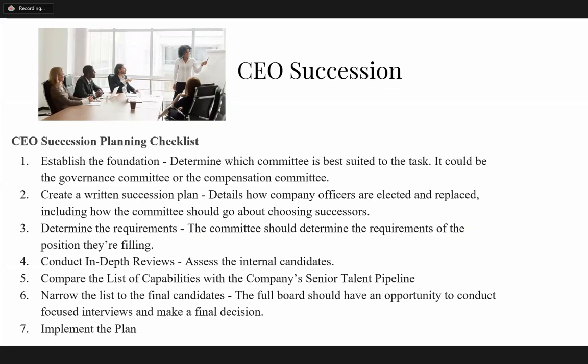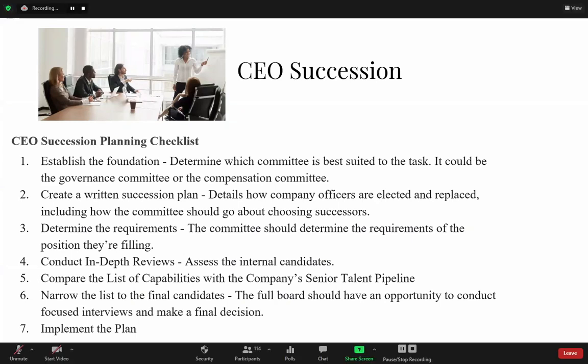Next is to create a written succession plan, which details how company officers are elected and replaced, including how the committee should go about choosing successors. Determine the requirements.